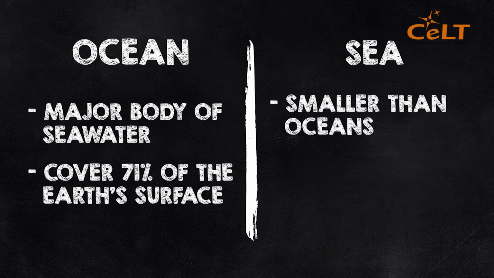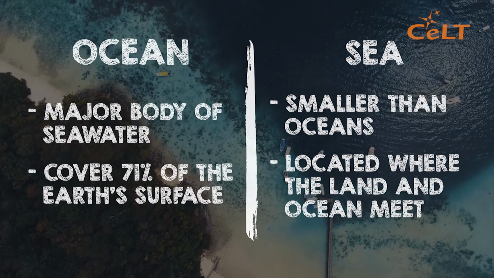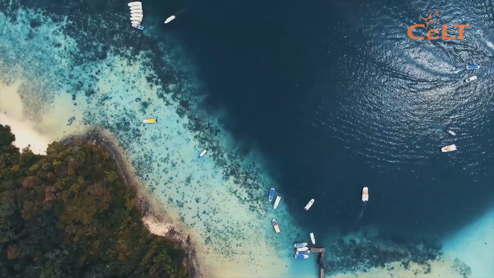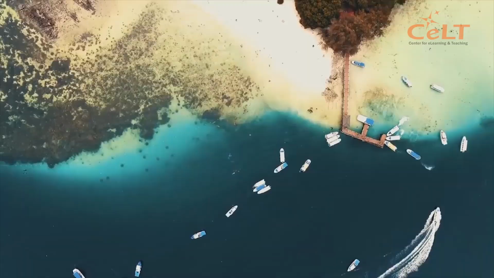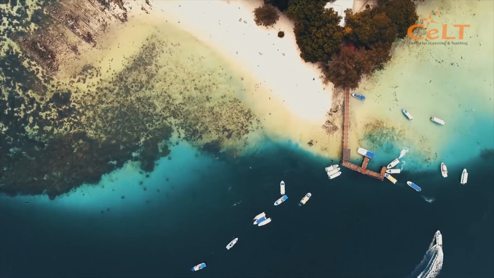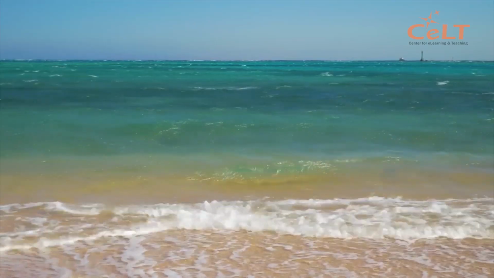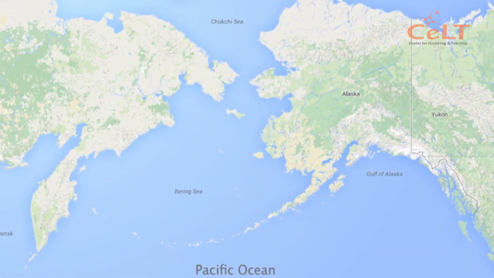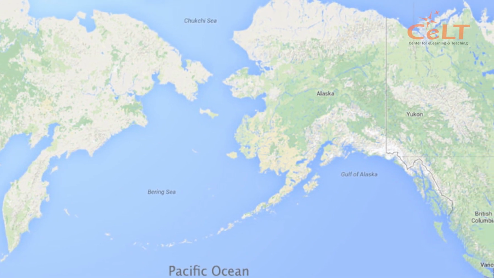Yes, many people use the terms ocean and sea interchangeably when speaking about the ocean, but there is a difference between the two terms geographically. Seas are smaller than oceans and are usually located where land and ocean meet. Typically, seas are partially enclosed by land. Here in the picture, you can see that Bering Sea is part of the Pacific Ocean.